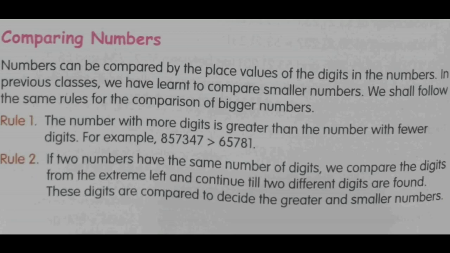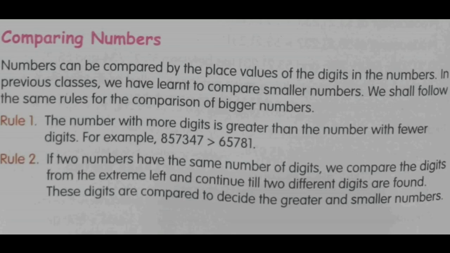Numbers can be compared by the place value of the digits in the number. We have learned to compare smaller numbers. Now we shall follow the same rules for comparison of bigger numbers. Rule number 1 states that the number with more digits is greater than the number with fewer digits. It means that for finding the greater or smaller number, you first need to count the number of digits. If one number has more digits, then it will be greater. For example, here it is written as 857347 and 65781. Now 857347 is a 6-digit number, whereas 65781 is a 5-digit number.